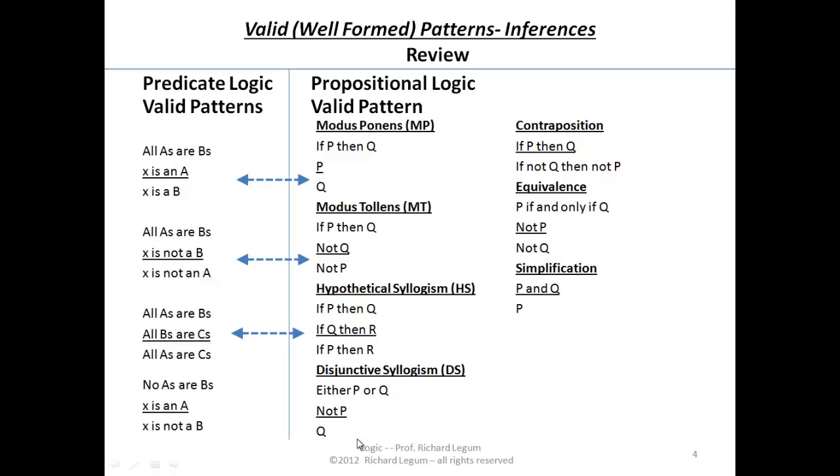Then you have equivalence: P if and only if Q, not P, therefore not Q. And simplification: P and Q, therefore P. So that was kind of our world of valid inferences. We know that there are more valid inferences than that, but those are the ones we really have been focusing in on, and we've proved are good ones.